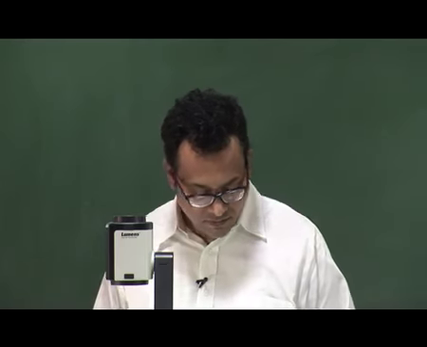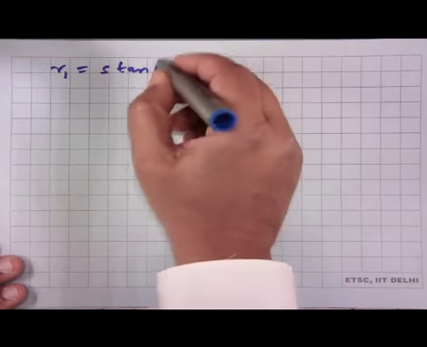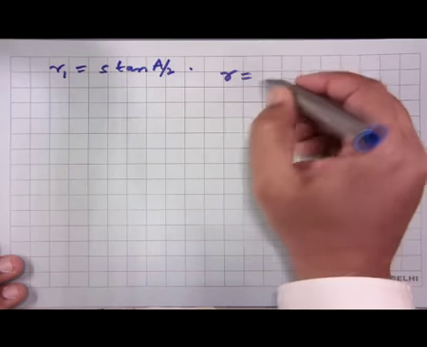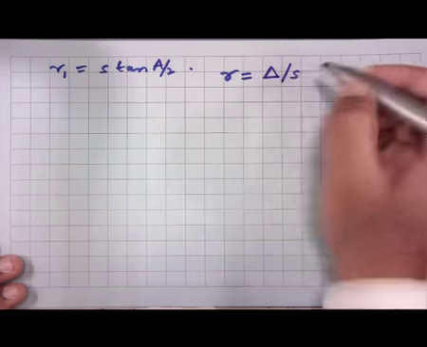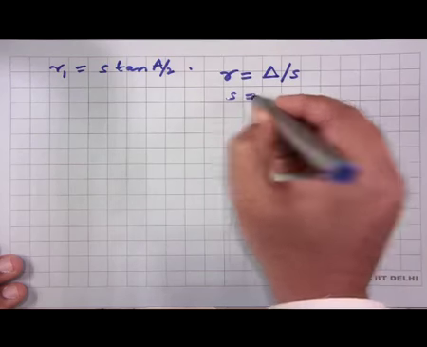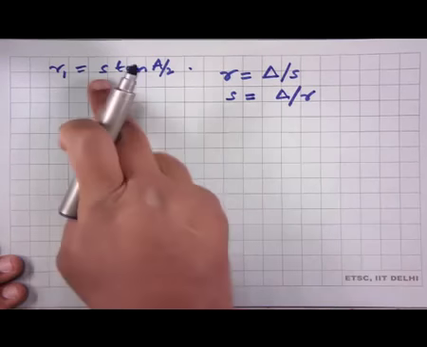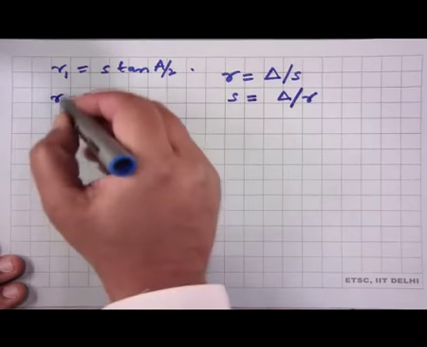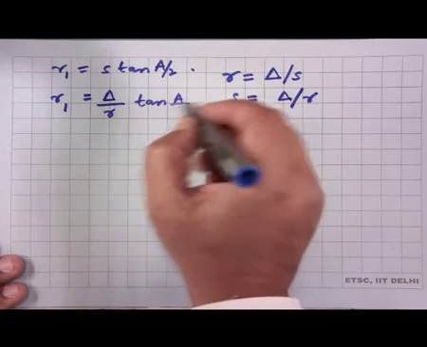Taking this to the next slide. We have so far shown that R1 is S tan A/2. We also know that the inradius is given by the area of the triangle divided by the semi-perimeter S, and therefore the semi-perimeter S is equal to the area divided by the inradius. So, if we replace this S by delta upon r, we get R1 equal to delta upon r into tan A/2.